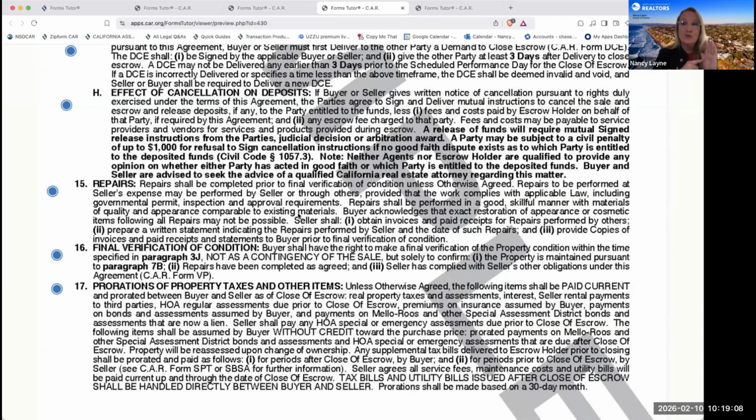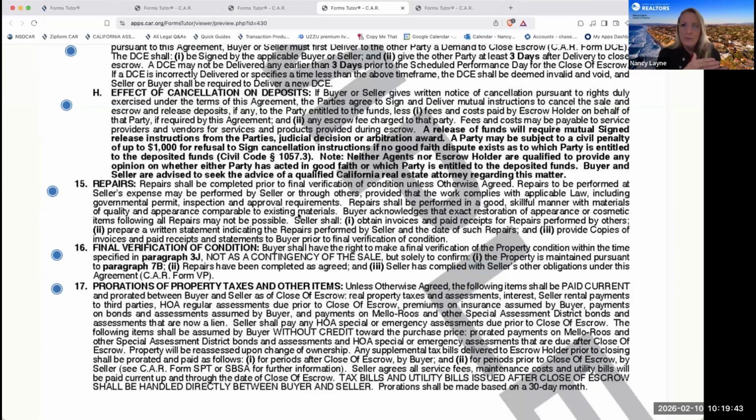And it's a contractual obligation for the seller to give copies of invoices and paid receipts for any repairs done by others, and a written statement of the repairs that they completed themselves. And they would give copies and invoices and paid receipts prior to the verification of condition. So prior to 5 days before close, your buyer should have in his hot little hands a pile of stuff related to any repairs that they requested.